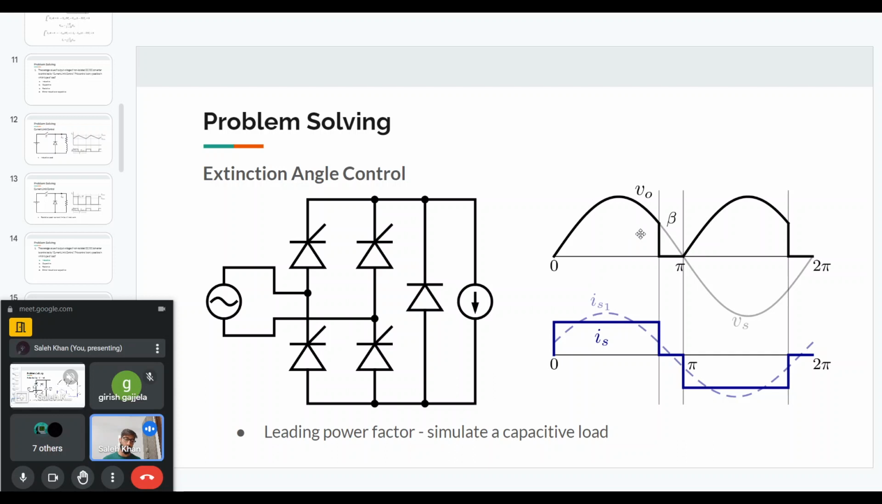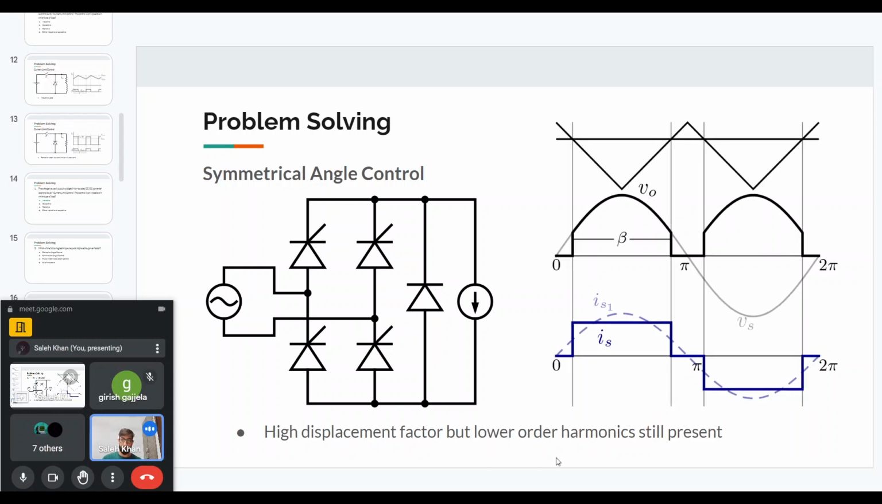And what is to be noted here is that we are deliberately turning the device off, even though it is still being forward biased. So that is why we need a device which has controlled turn off functionality. So the normal thyristor will not work. We have to use a GTO or some other device like an IGBT, BJT, or MOSFET. So this was extinction angle control. I hope it is clear what advantage this will have.